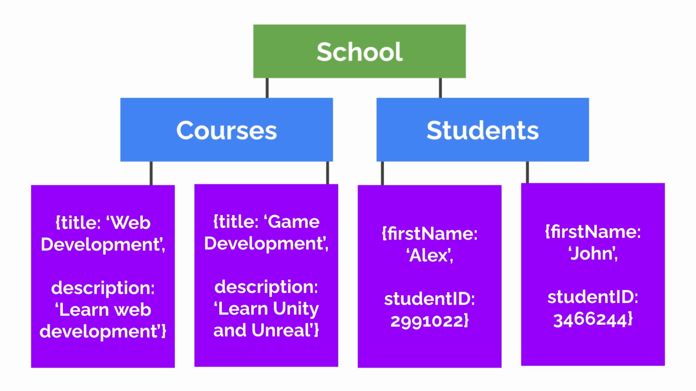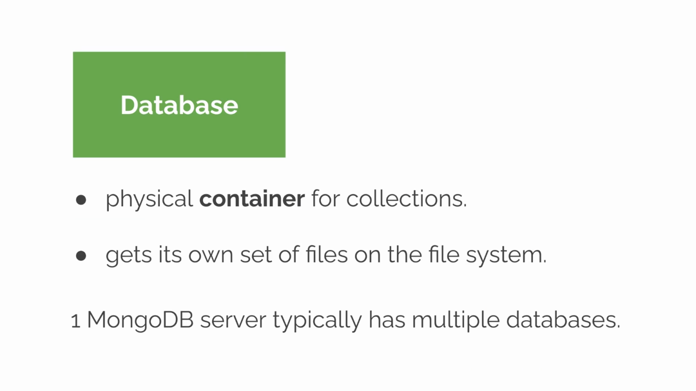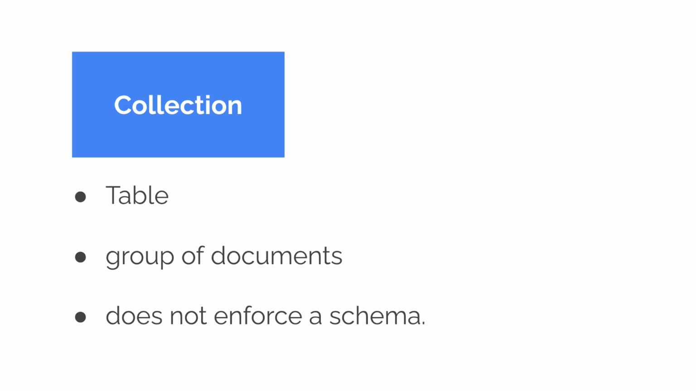Then the students collection or table will have different student objects, such as the student Alex, which has a first name and a student ID property, as well as the student John, which has a first name and a student ID property. So the database is the physical container for collections. A database gets its own set of files on the file system. One Mongo database server typically has multiple databases, however many you need.